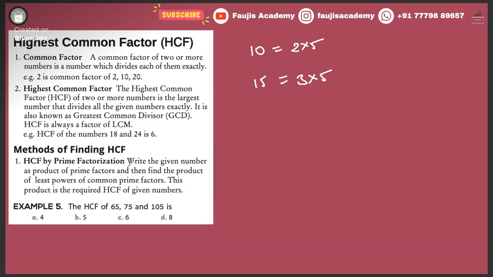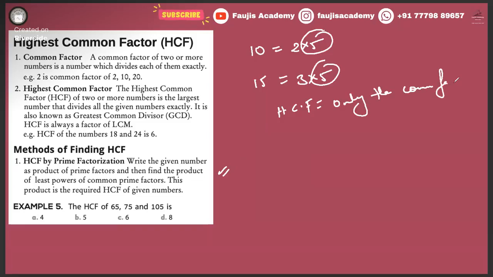Now, for prime factorization, you can read through the text. Over here, HCF is only the common number. HCF is only the common factor. That's it. What is the common factor here? 5, sir. 5. Common factor. That's it. What is the HCF? 5. Okay. Let's forget this 2 and 3. We can simply forget this 2 and 3 here.